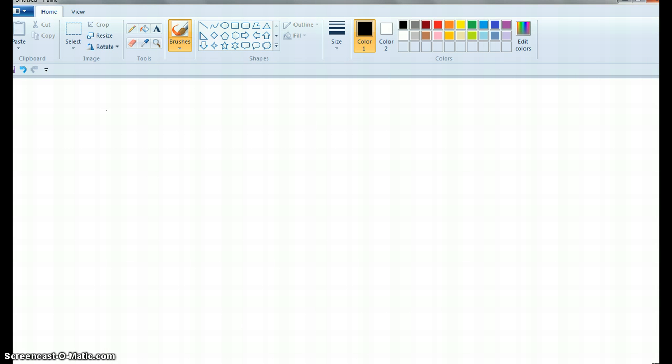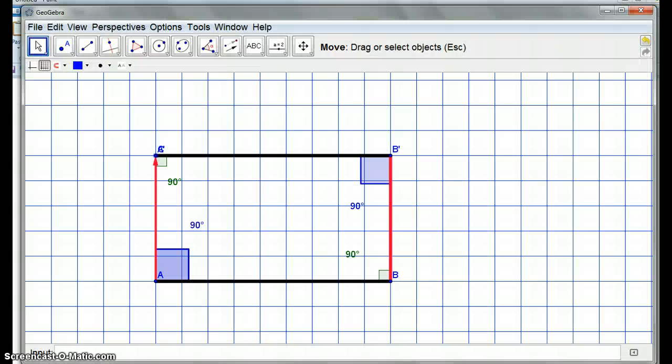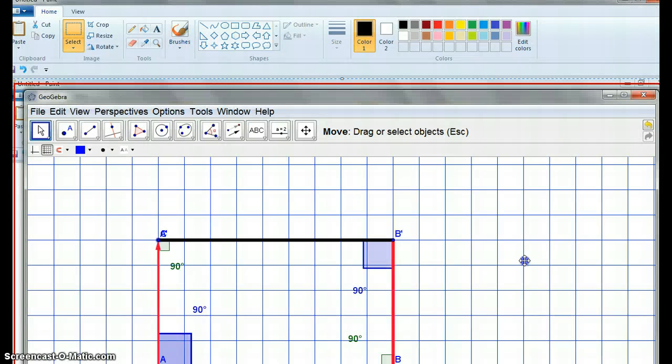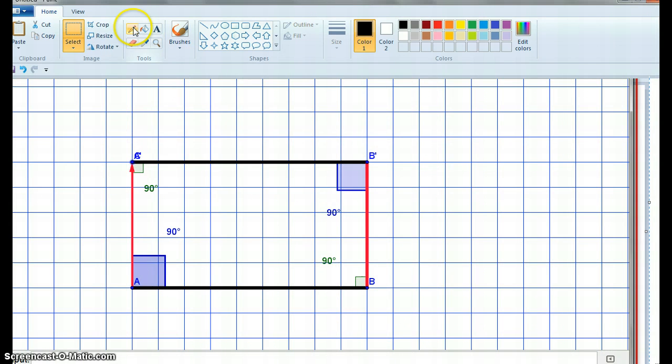Yep. Pause. Function. Print screen. Back into Paint. Control V. Right. Okay, now I can draw on it. So what we've got here is 1 square unit. So how many square units in this rectangle?